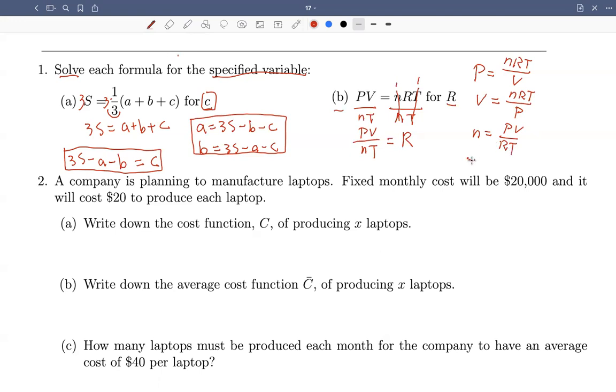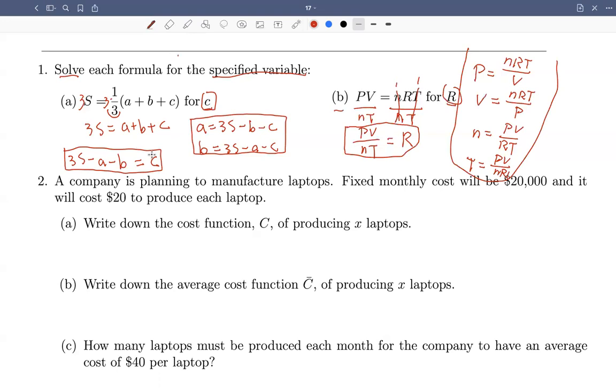If we want to solve for T, R is solved. We would divide by NR on both sides. So we get PV divided by NR. All right, but for this question, we are asked to solve for R. So the answer is this. This is just extra practice, okay?